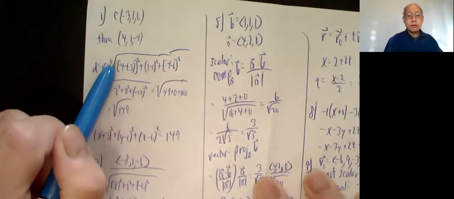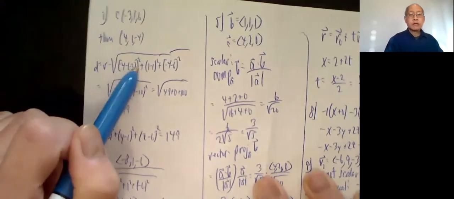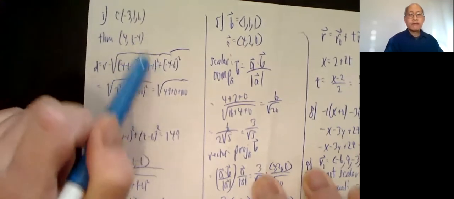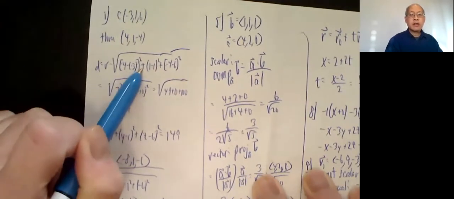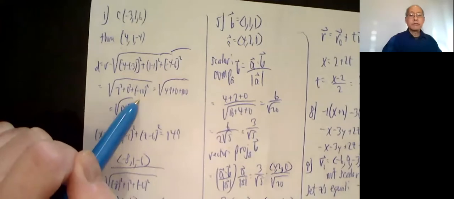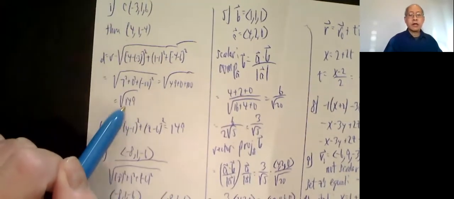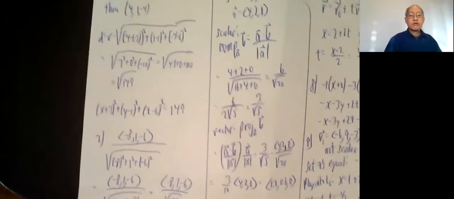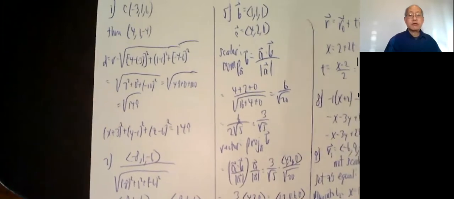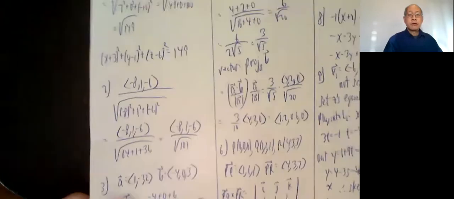So the distance between the 2 points is the square root of (4 − (−3))² + (1 − 1)² + (−4 − 6)². And this is going to be 7 squared, that's 0 squared, that's negative 10 squared. That comes out to be 49 + 0 + 100, or radical 149. Square it, and you have 149. So (x + 3)² + (y − 1)² + (z − 6)² = 149. And raise it up there a little bit for you.